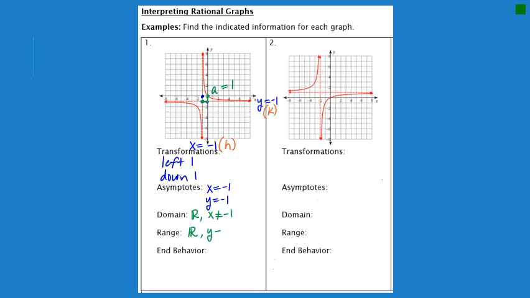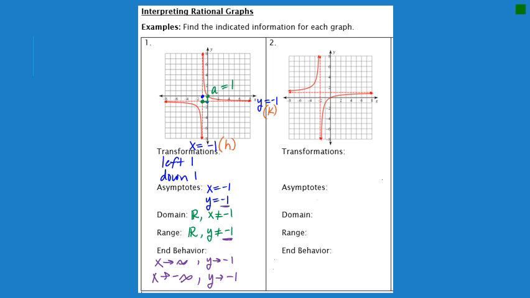And then for range you say y cannot equal the asymptote, which is also negative 1. And then the last thing is end behavior. We're going to have 2 end behavior statements because we're going to talk about as x goes to the right and to the left. And remember that the y statements will both be the same, and they're both going to match whatever your range number is, which is also the same as your y asymptote. So this graph, both of the y values are going to go towards negative 1.